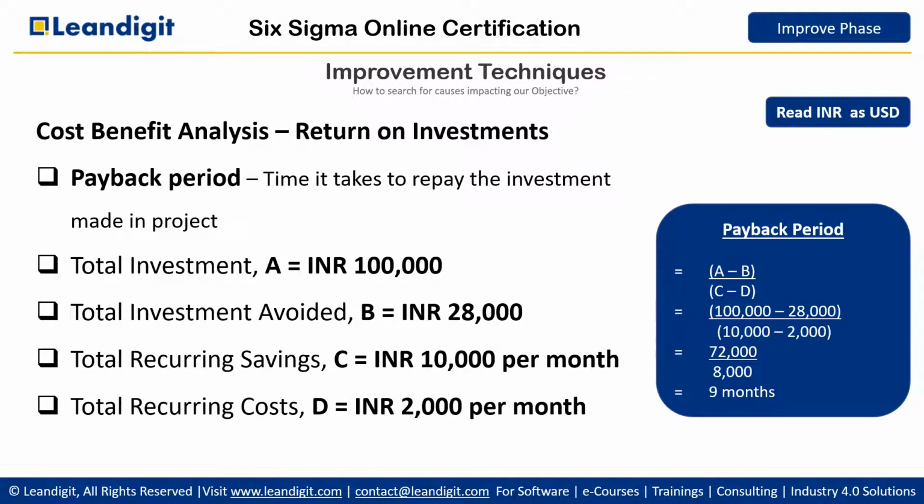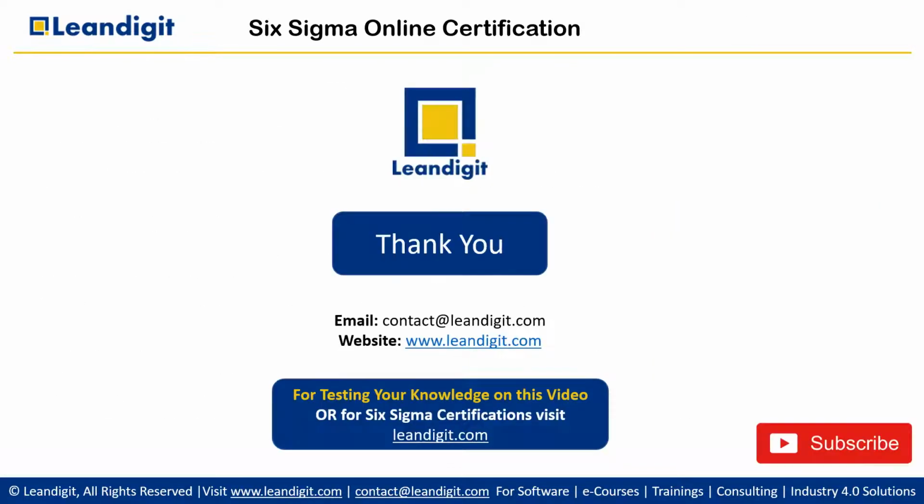So how do we calculate payback period? A minus B divided by C minus D. So 100,000 minus 28,000 divided by 10,000 minus 2,000. So 72,000 by 8,000 gives me 9 months it will take to recover the total cost. After that, the money will start coming to the organization.